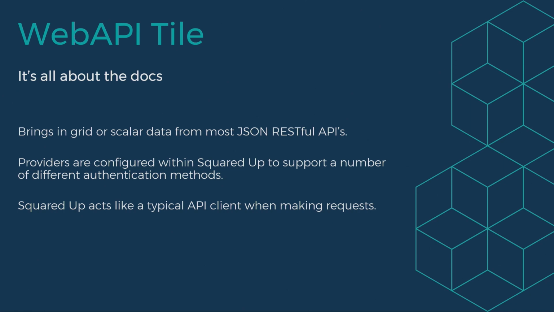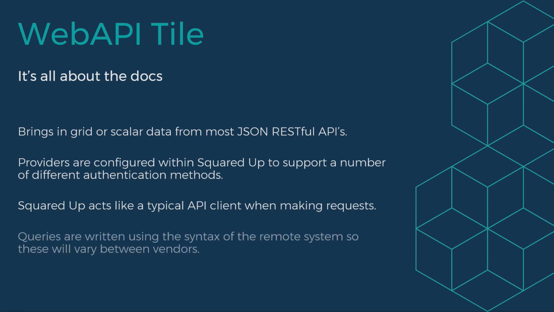Squared Up acts like a typical API client in that respect. So if you have queries that you can run in PowerShell or that you can run in Postman, chances are you'll be able to translate those to a tile in Squared Up. It's important to note as well, in the same vein as the SQL tile, queries through the API tile are written using the syntax of that endpoint that you're connecting to. It's not Squared Up specific.